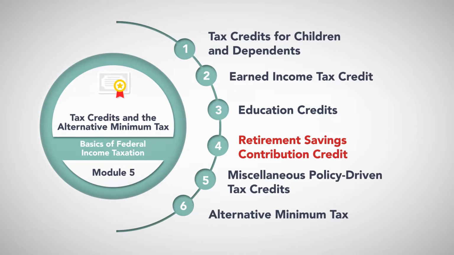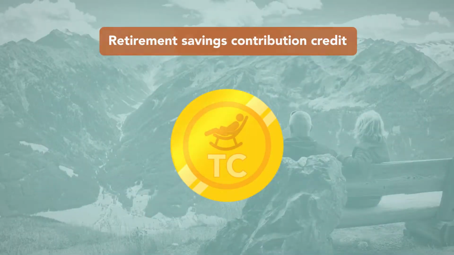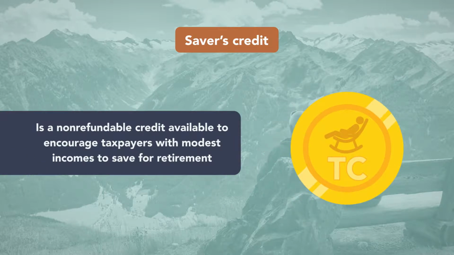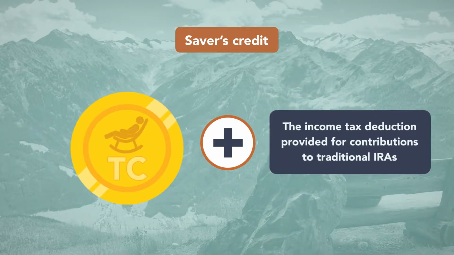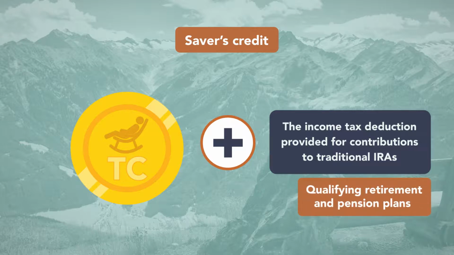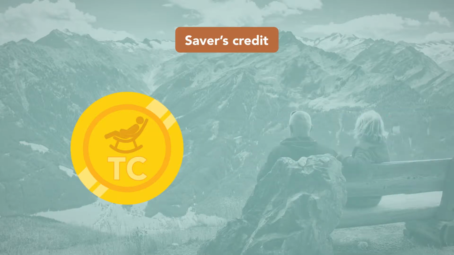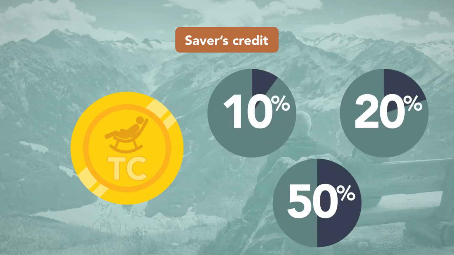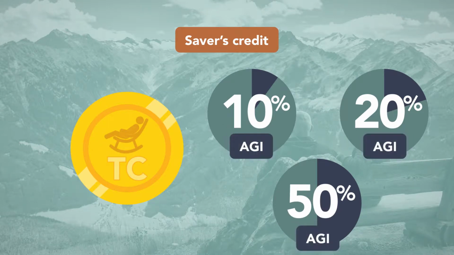Retirement Savings Contribution Credit. A retirement savings contribution credit, also known as the Saver's Credit, is a non-refundable tax credit available to encourage taxpayers with modest incomes to save for retirement. This credit is in addition to the income tax deduction provided for contributions to traditional IRAs and other qualifying retirement and pension plans. The Retirement Savings Contributions Credit is worth 10%, 20%, or 50% of an annual retirement savings contribution based on the taxpayer's adjusted gross income. The higher the income, the smaller the credit percentage.